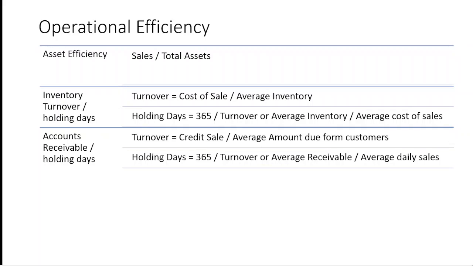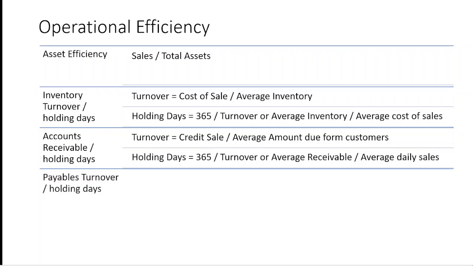Account receivable holding days usually means how many days of sales are pending to be collected. It may come out, let's say, 20, 30, 50. It will tell you what your collection period is on an actual basis compared to your credit period on paper. So you can compare these two numbers and say whether you are able to collect in time or not.